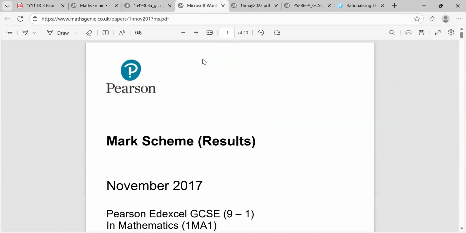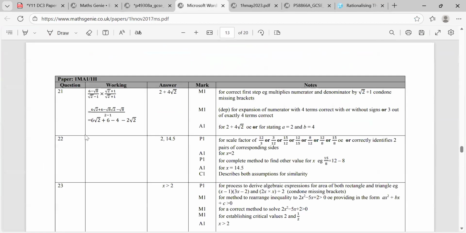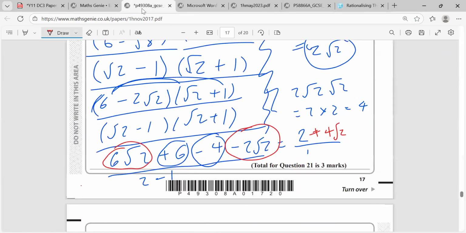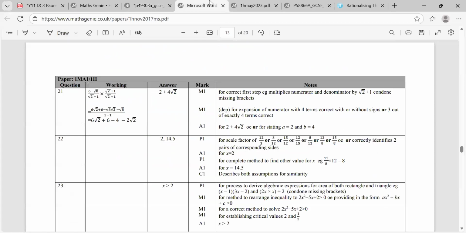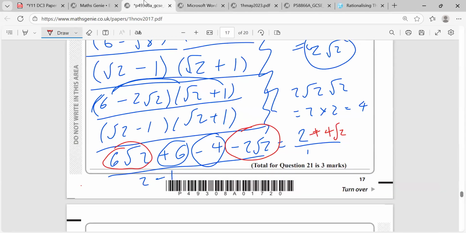Question 21. 2 plus 4 root 2. And just to highlight, for correct step, for example, multiplies numerator and denominator by root 2 plus 1. You can see that doing that enables a method mark. So what I was saying to you here, this bit here, that's worth a method mark.